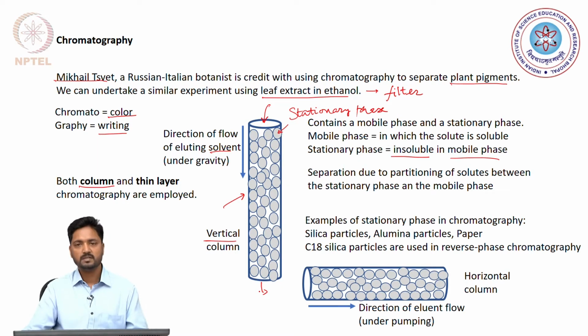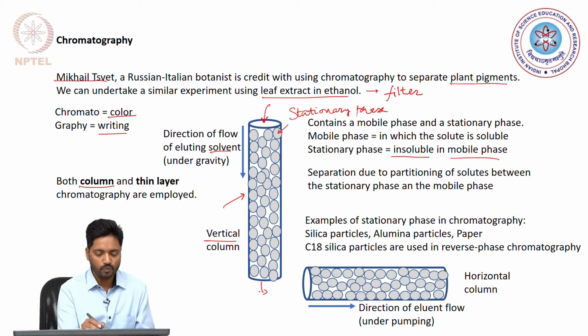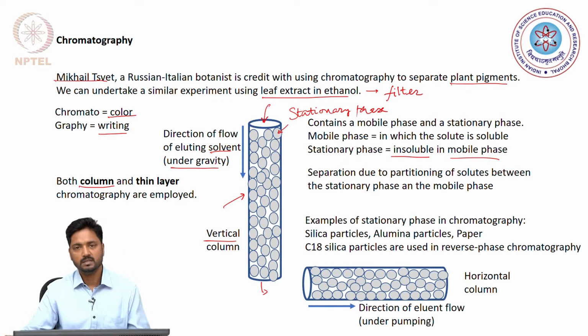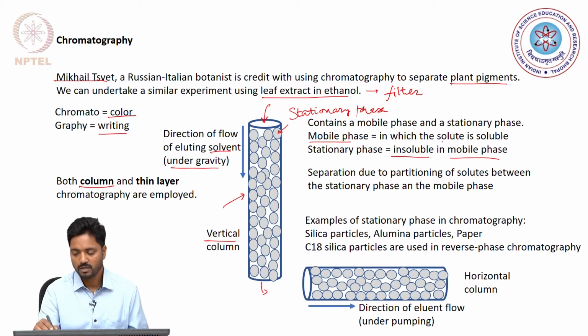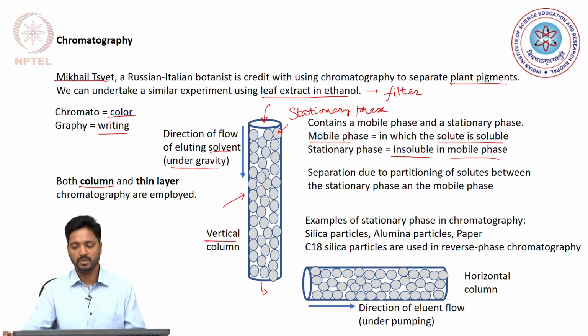Since in this case the mobile phase is moving under gravity, this is also known as gravity chromatography, and we choose our mobile phase in this case based on the condition that the solute needs to be soluble in this mobile phase. So, often for organic compounds, the mobile phase is an organic solvent such as hexanes or ethyl acetate, or in certain conditions toluene.